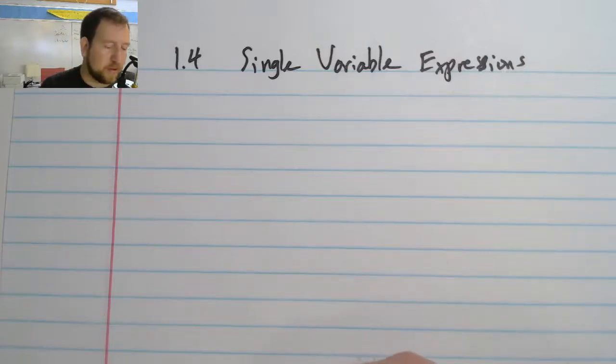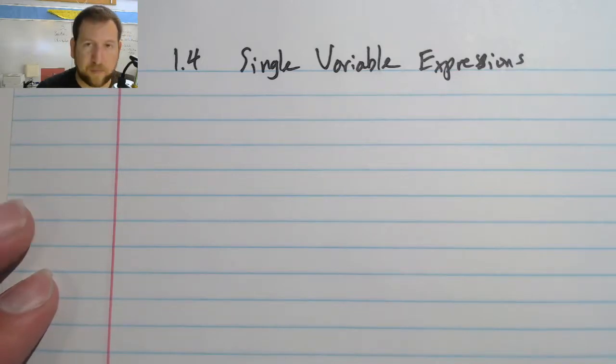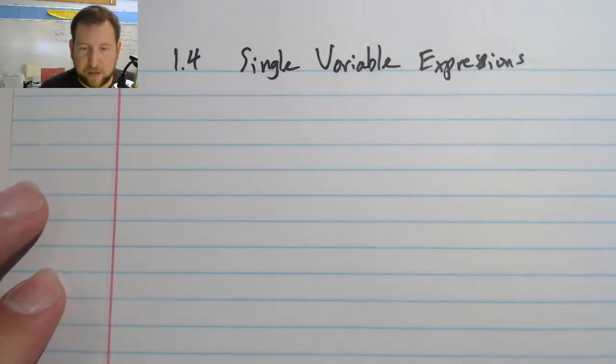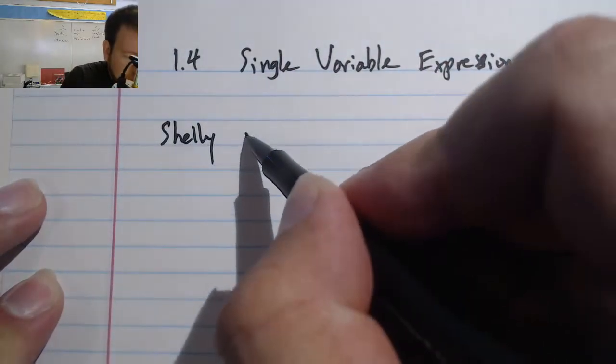All right, let's move on to section 1.4, single variable expressions. We're going to start to see some letters crop up in our math, and that's kind of exciting. Let's take a look at an example here. We're going to look at our friend Shelly. And Shelly makes bracelets.